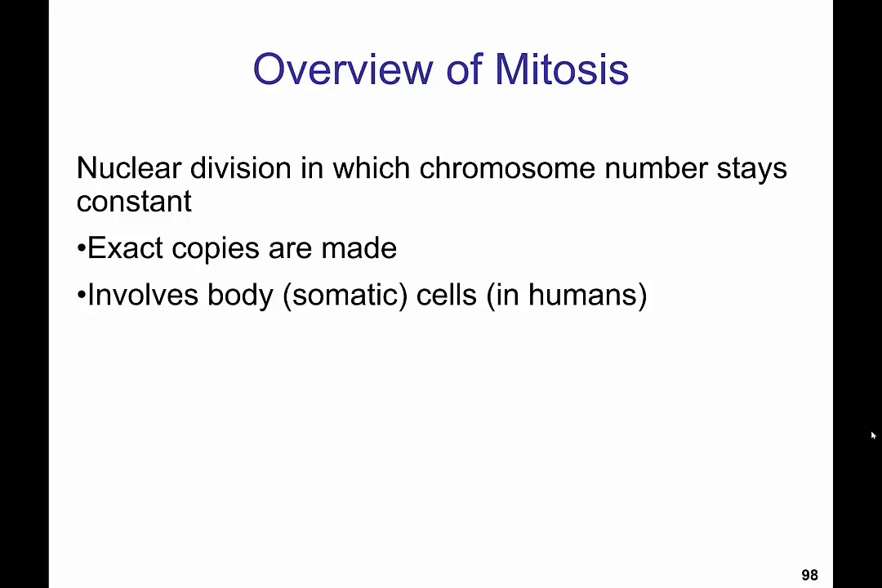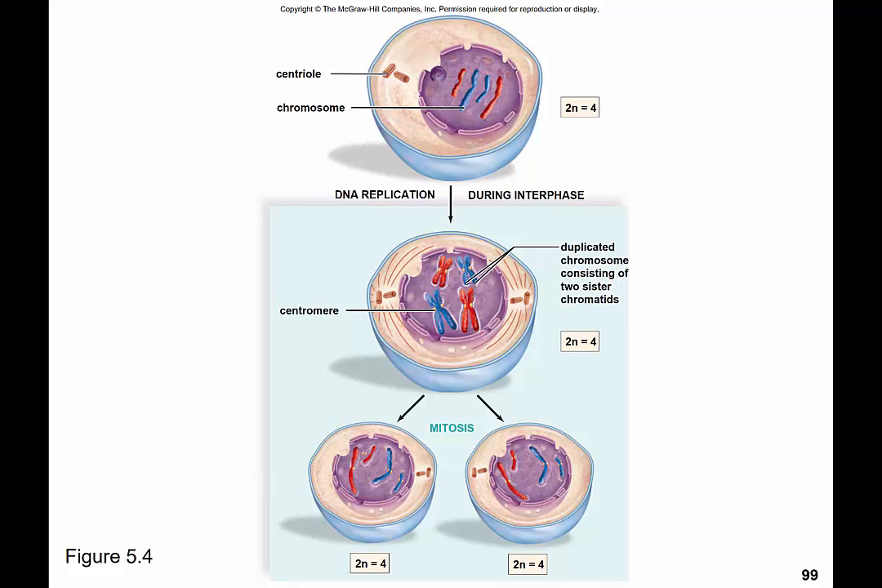This is division of the nucleus in which chromosome number stays constant, or the same. The goal here is to get exact copies. This involves body or somatic cells, and this is in humans specifically. As an overview, we're going to start out with a mother cell here. Within the nucleus, we have chromosomes that are represented. We have pairs, and these are going to be color-coded according to which parent they come from.